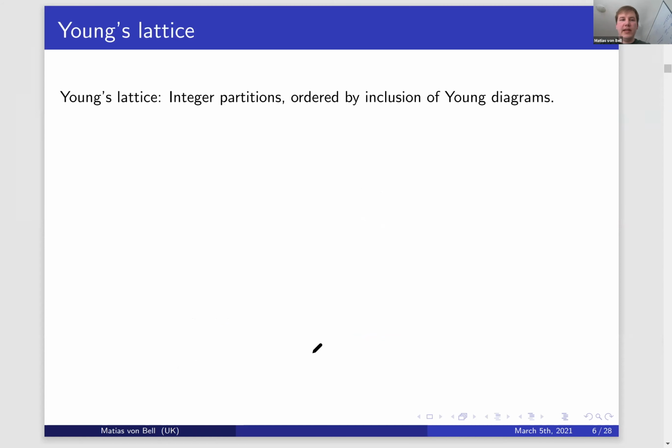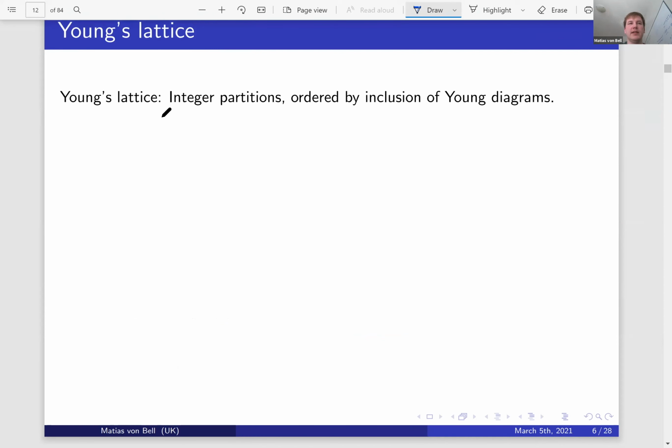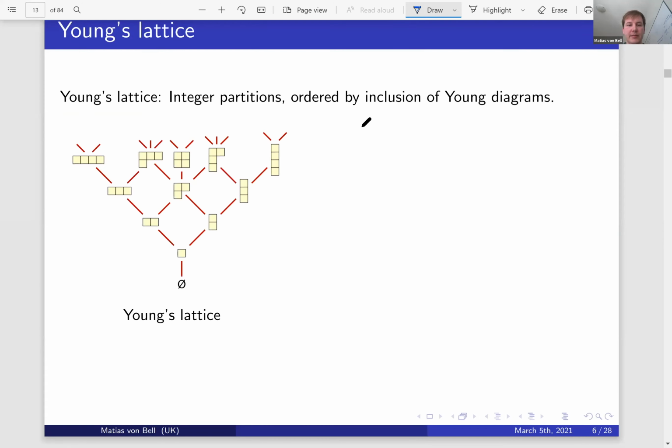And so one of the lattice structures we can put on these nu-Dyck paths is Young's lattice. Well, actually, I should rephrase that. It's principal order ideals in Young's lattice. So briefly mention now what Young's lattice is. It's the lattice on integer partitions ordered by inclusion of Young diagrams.